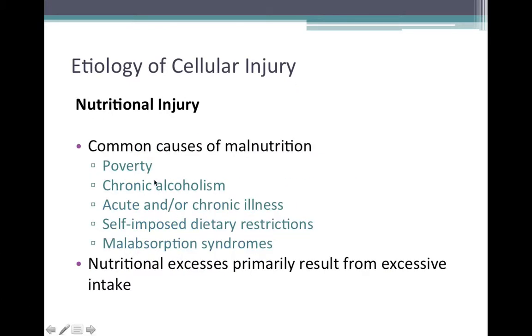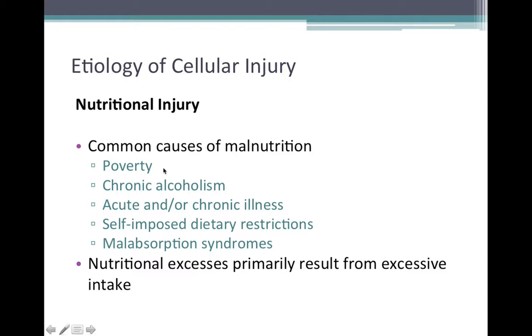Now, some common causes of malnutrition could be things like poverty, alcoholism, acute or chronic illness, self-imposed dietary restrictions, and malabsorption syndromes. Poverty is associated with malnutrition because typically if someone has poverty, they probably aren't eating properly. They're not getting a well-balanced diet. They might be living off of just rice and beans and not getting all of the nutrients they might need.